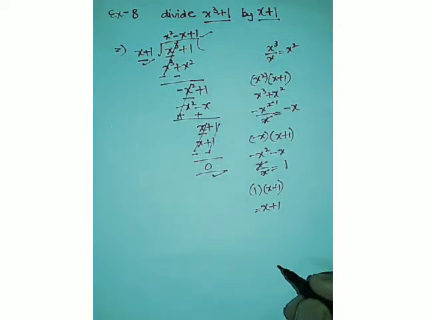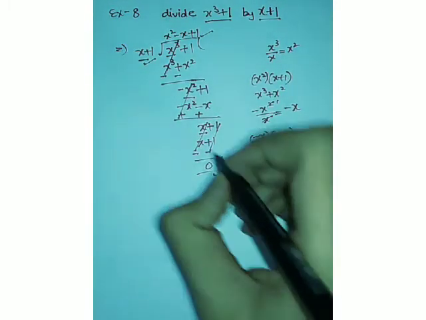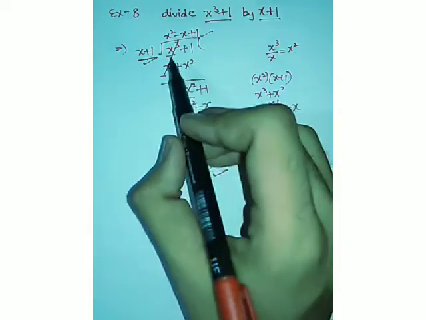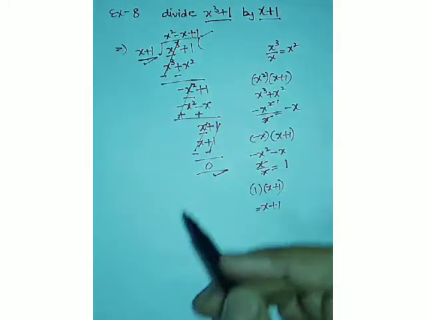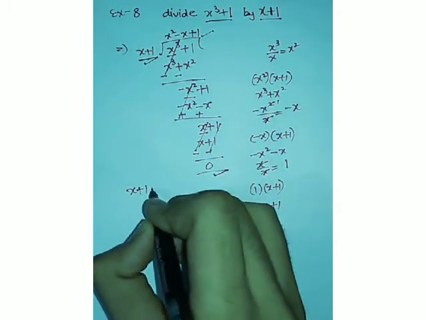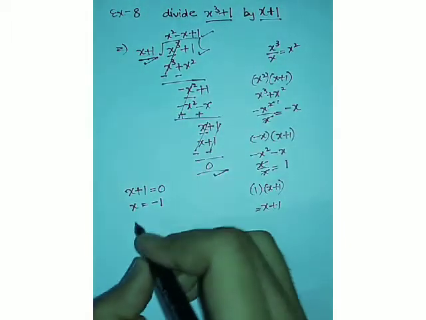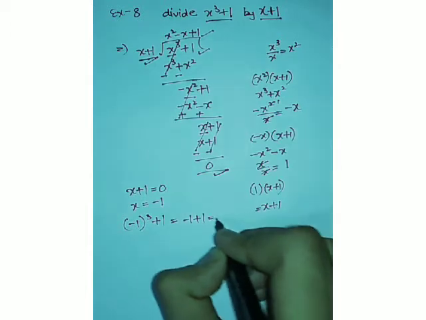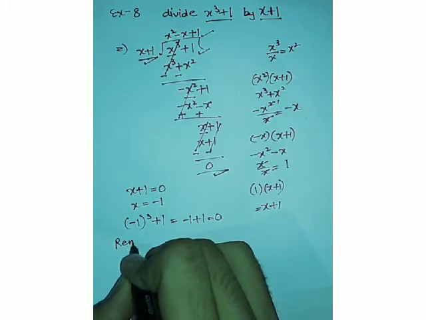So the remainder is 0. Now from this example we can conclude that our remainder is 0. It means x plus 1 is a factor of our given polynomial, and if we want to find the zero of the given polynomial, we can find it from the factor that is already given. So we can put x plus 1 equal to 0 and x is equal to minus 1. Now just put minus 1 in the dividend. What will you get? Minus 1 cube plus 1, or minus 1 plus 1, it is equal to 0. So from here you can generalize a result. In the book its name is remainder theorem.